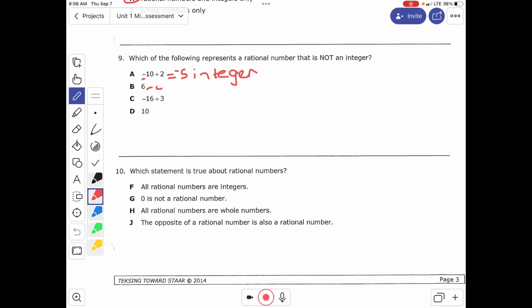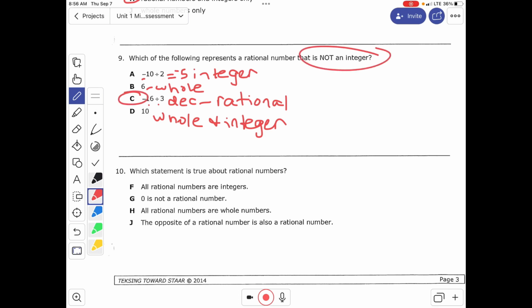6 is a whole number. 16 divided by 3 would not come out even, so that makes it a decimal. And any decimal is a rational. And 10 is a whole number. And if it's a whole, it's also an integer. So the one that was not an integer is C.